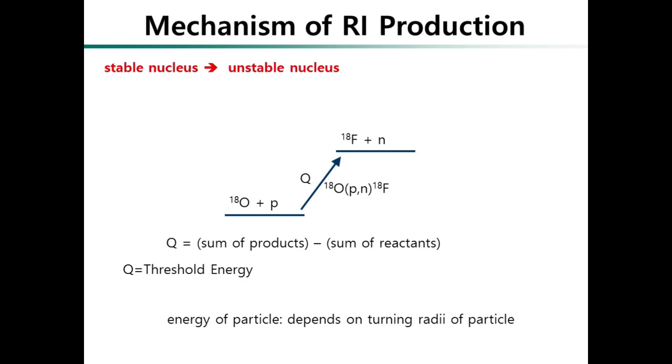So that's why every cyclotron has its own energy name. Sometimes 6 mega electron volt. We have a 16.5 MeV cyclotron. So that number means the highest kinetic energy for a proton.